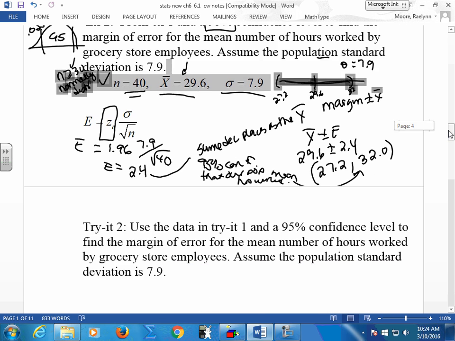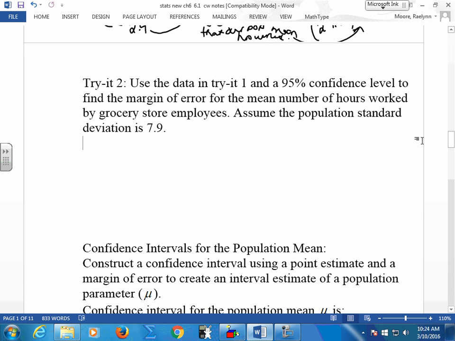All right, let's build another one here. In Example 2, Try It Yourself 1, they had us take the mean of that. I didn't have you do it, so I will give you the mean. The mean was 28.9. Now we're going to build your margin of error and your confidence interval based on a 95%.